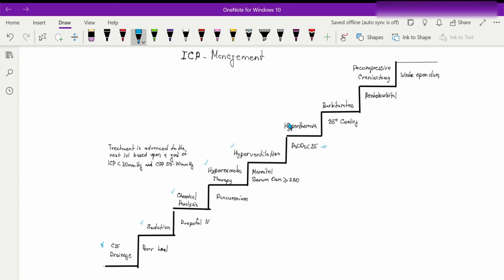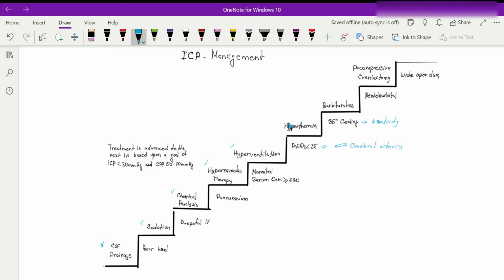When carbon dioxide decreases, it vasoconstricts the cerebral arteries. Then hypothermia, keeping the person below 35 degrees, probably decreases the metabolism, decreases the activity, slows down the person so their blood pressure is lower.